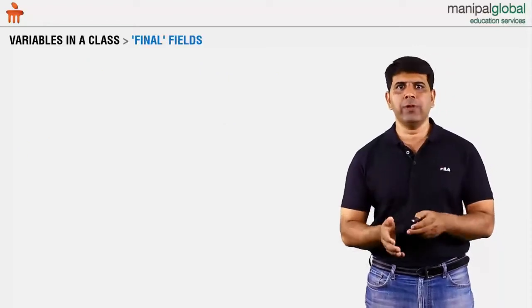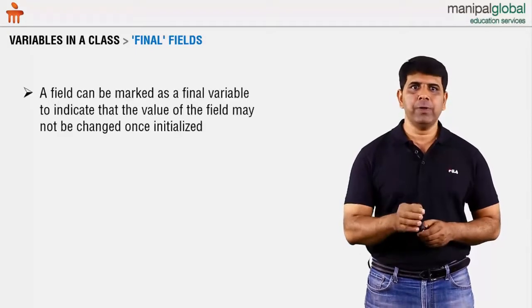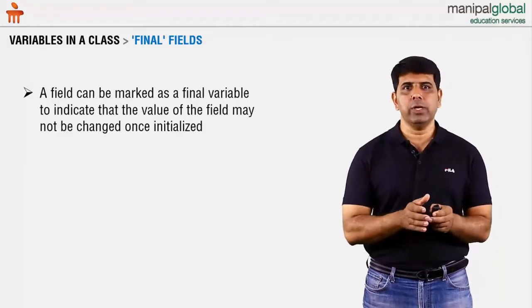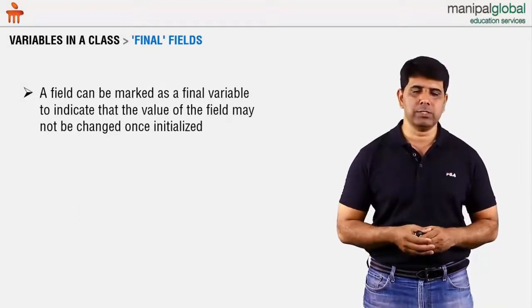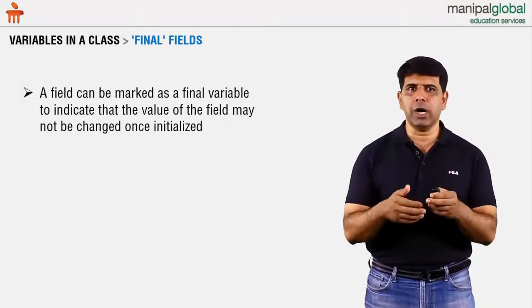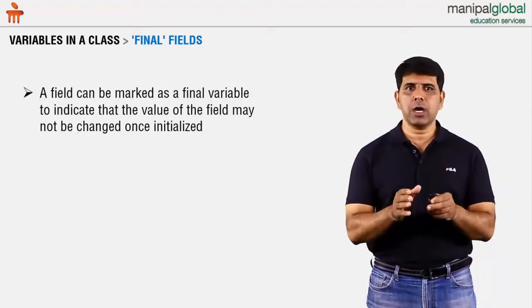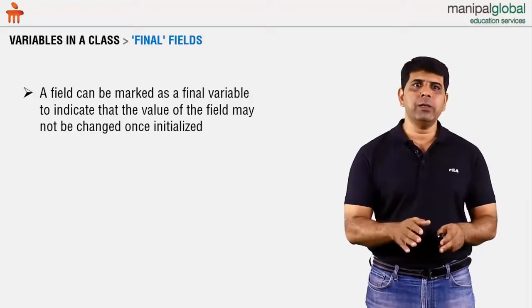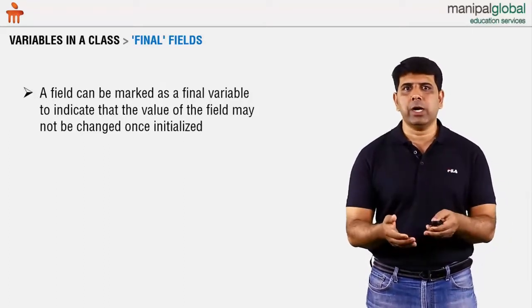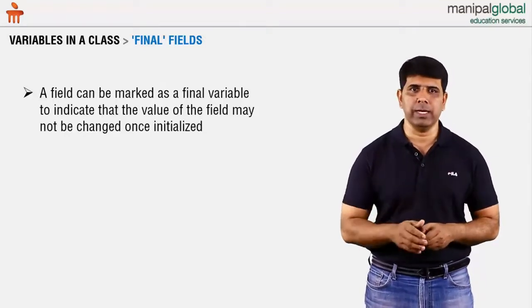Now, there are other fields also. These fields can be final. A field can be marked with final to indicate the value of the field may not be changed once it is initialized. Now, something like const in C and C++, but there is a difference. Now, const means while you declare the variable, you have to assign. Final means it's not necessary to assign while declaration, but you can do that later also, but only one time.